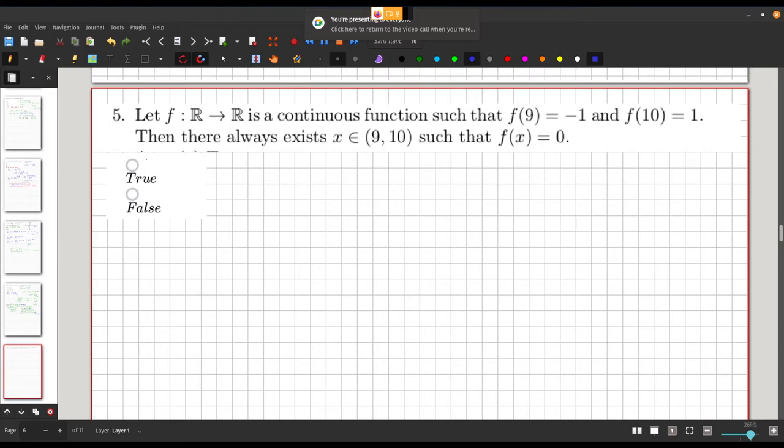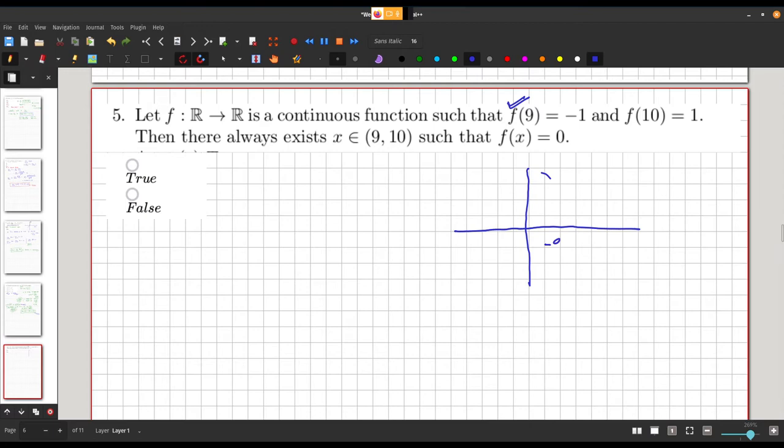So it is saying that for a function which is defined on R and it is also continuous, the values of the function at 2 points are given. So at minus 9, the value is minus 1. Sorry, no, this is plus 9, this is 10. For plus 9, the value is minus 1, and for 10, the value is 1.